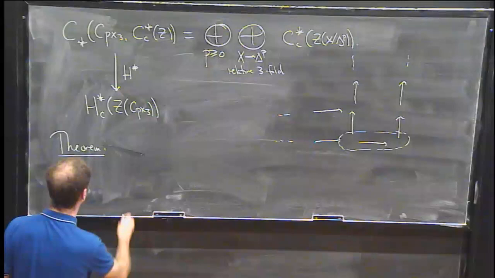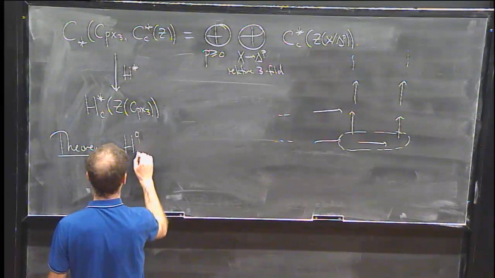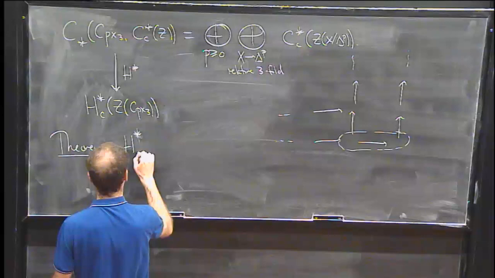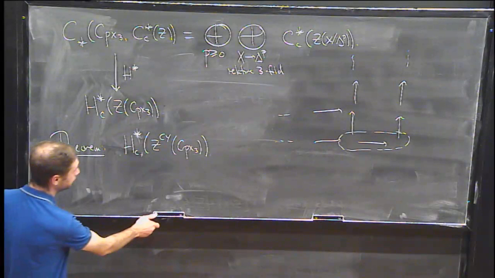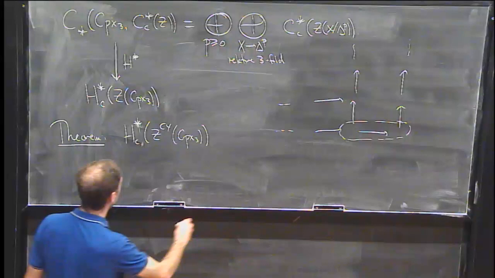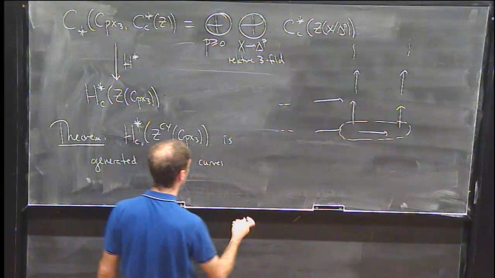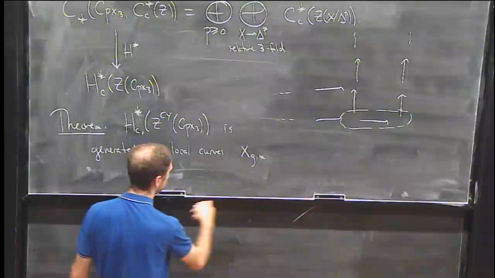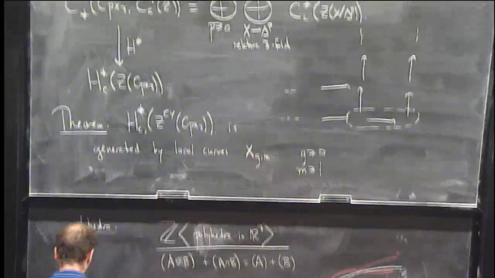Nevertheless, let's take H0. So we take Calabi-Yau cycles, again, just the ones all of whose components pair to zero with the first Chern class. So this is generated by local curves. So that's indexed by genus and multiplicity.